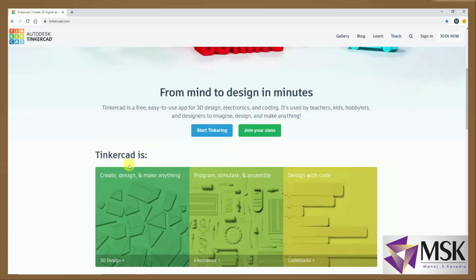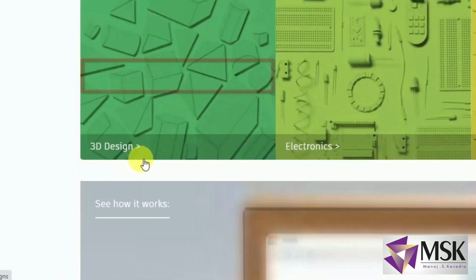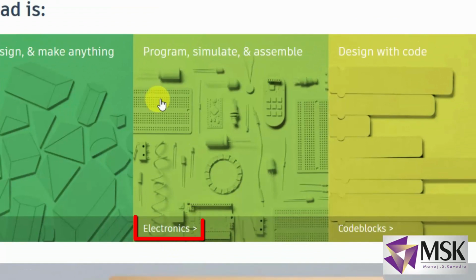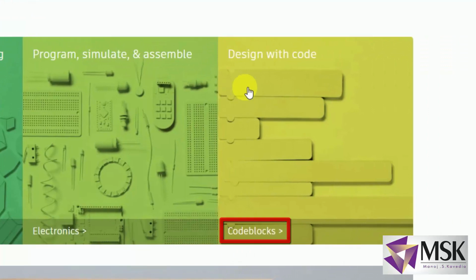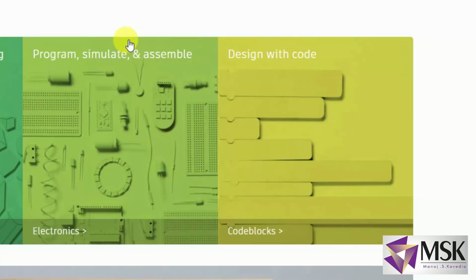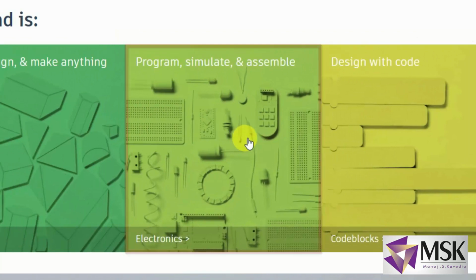It says Tinkercad is circuit design and making. Now this is for the 3D design. Tinkercad helps in designing 3D models. Second, in electronics, it says program, simulate and assemble. And third is code blocks, which says design with code. So these are some of the features of Tinkercad. We'll be selecting electronics, as that is our interest. So I'll click here.